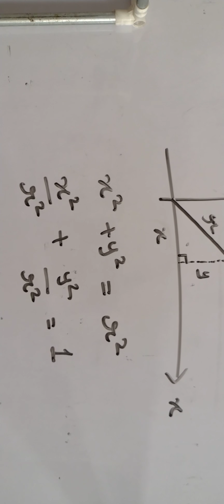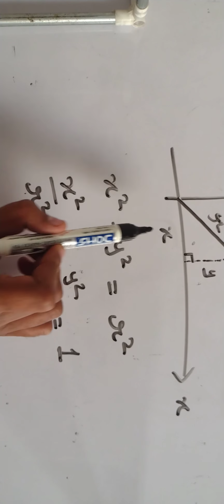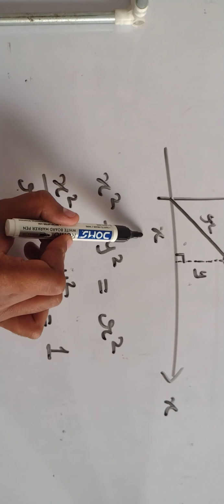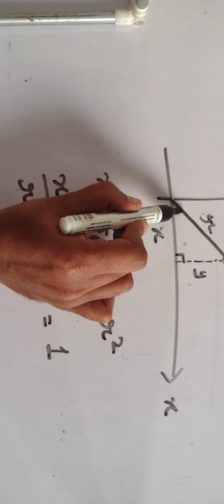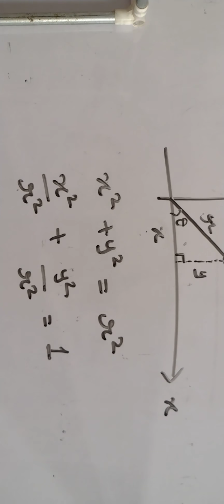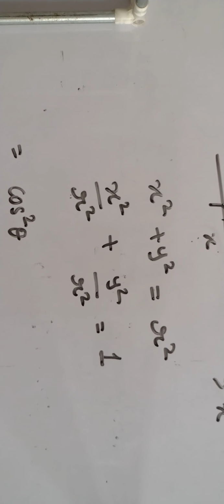Are you following it? r square by r square will be 1. So what is x by r? x is the base, and r is the hypotenuse. If this is making angle theta, tell me, base upon hypotenuse, what is the ratio? Base upon hypotenuse is the ratio of cos theta, but both of them are squared, so I can write this as cos square theta.